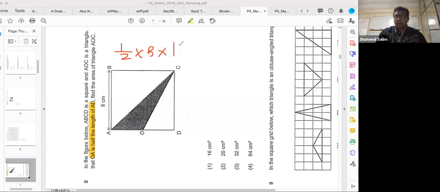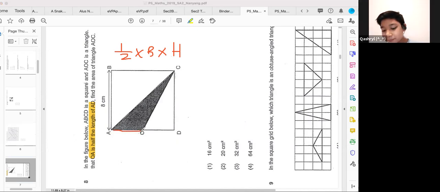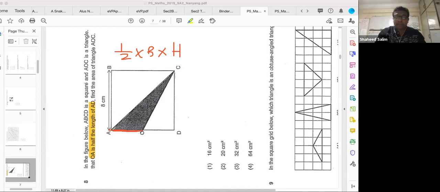Okay. Now base. What is base? If you are sitting down, your base is your buttocks. I've told you this many times. If you are standing up, your base is your feet. Now the base of the triangle is down here. How many cm is this, Putra?